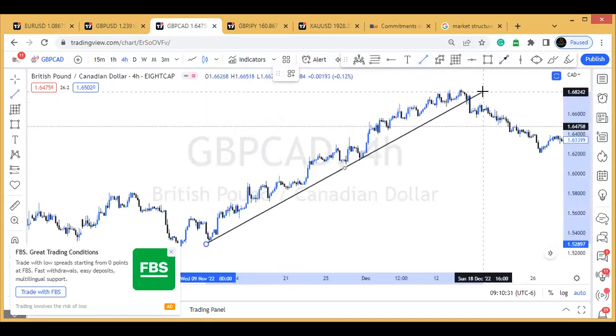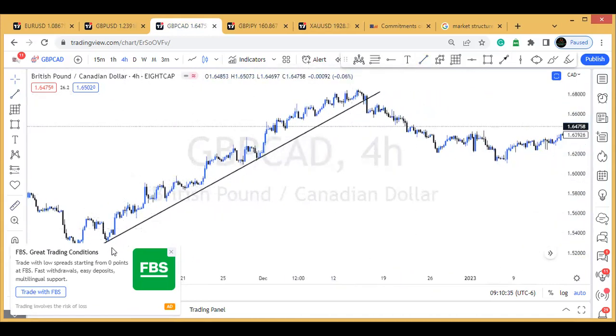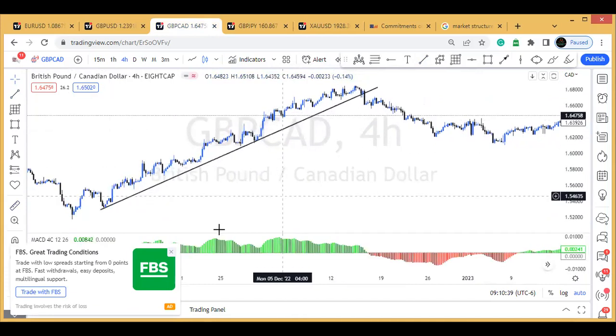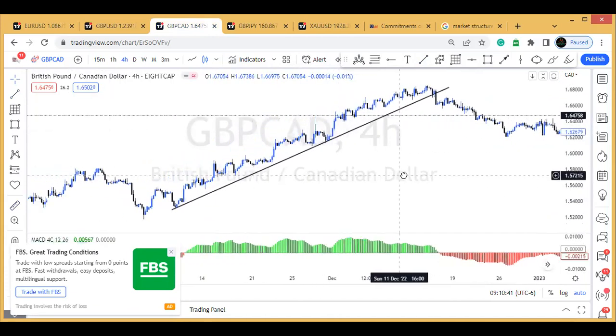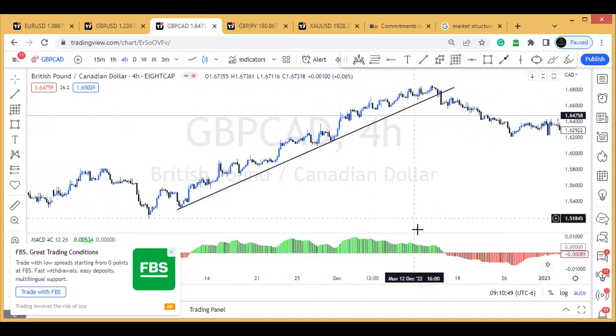strategy, a trend breakout strategy. You have to wait for the breakout, so you have to be patient. Look at it. There's a breakout. When you are having the trend, look at what you're having on MACD. You're having eyes on MACD until there is a breakout.